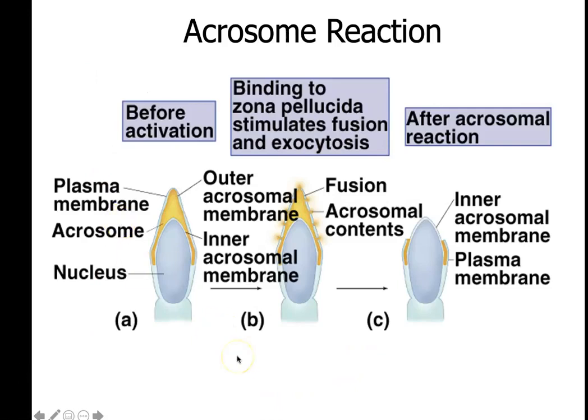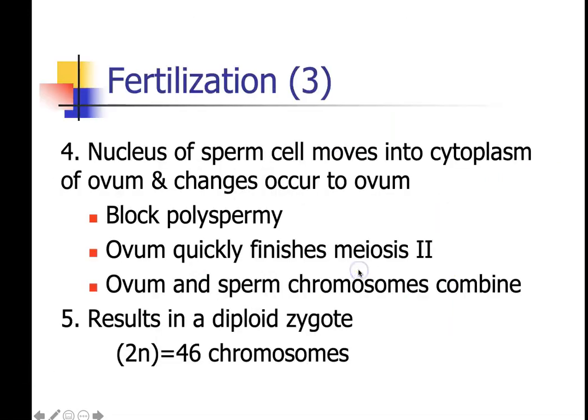Okay, so looking a little more closely at this acrosome reaction, here it is before activation. So here's the nucleus of the sperm inside the sperm head with the acrosome on top. Okay. When it binds to the zona pellucida, it stimulates fusion and exocytosis. So after the acrosomal reaction, you end up with essentially a degraded acrosome with the plasma membrane a little bit more available here too, and the inner acrosomal membrane more available.